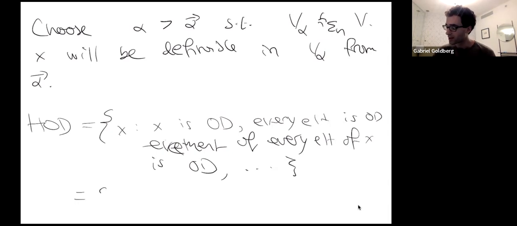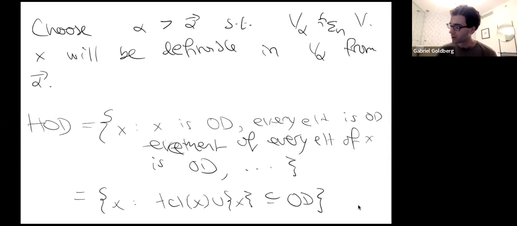Or in other words, it's the set of all X such that the transitive closure of X, union X, is all contained in the OD sets. Another way to say it, finally, is that HOD is the largest transitive class that's contained entirely within the OD sets. So every element of HOD is OD, and HOD is a transitive class. And it turns out that for reasons very similar to the reason that L is a model of ZFC, HOD is a model of ZFC.